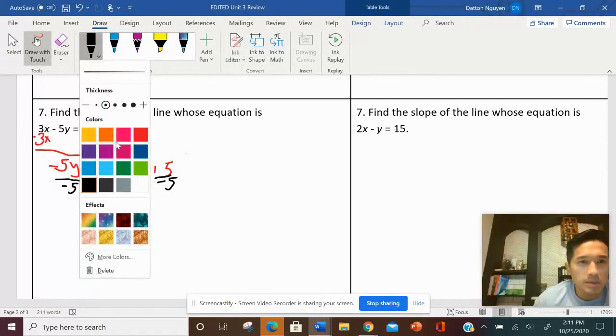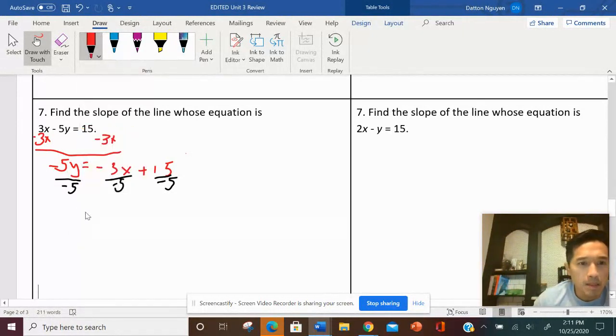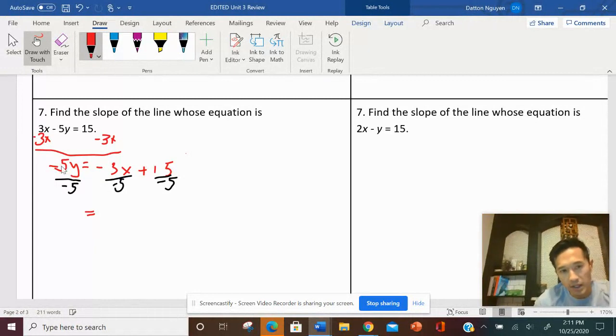So now, if I divide everything here by negative 5, I'm just going to get y by itself. I'm going to get a positive 3/5 times x minus 3. So this is my equation in slope-intercept form.